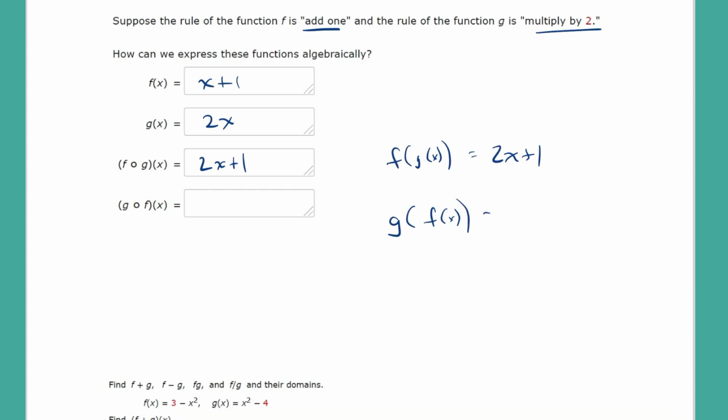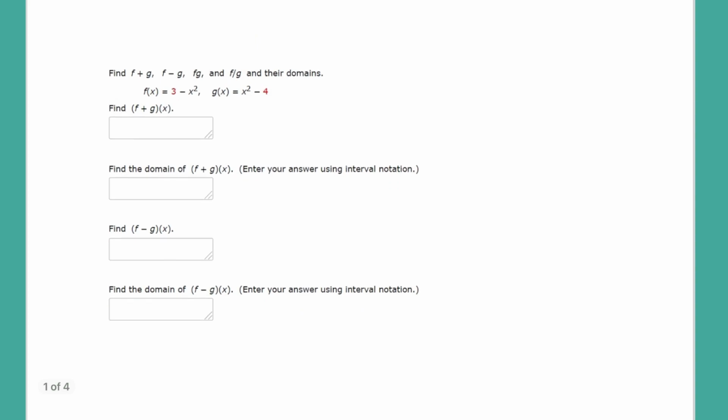And the opposite would be to do g of f of x. That means you're going to do the reverse. That means you're going to substitute the f function into the g function. That means you're going to replace this x with x plus 1. So that would be 2 quantity x plus 1, or 2 times the quantity of x plus 1. And you could distribute if you'd like, or I think WebAssign would accept it the way it is without distributing, but I'm just going to go ahead and distribute.